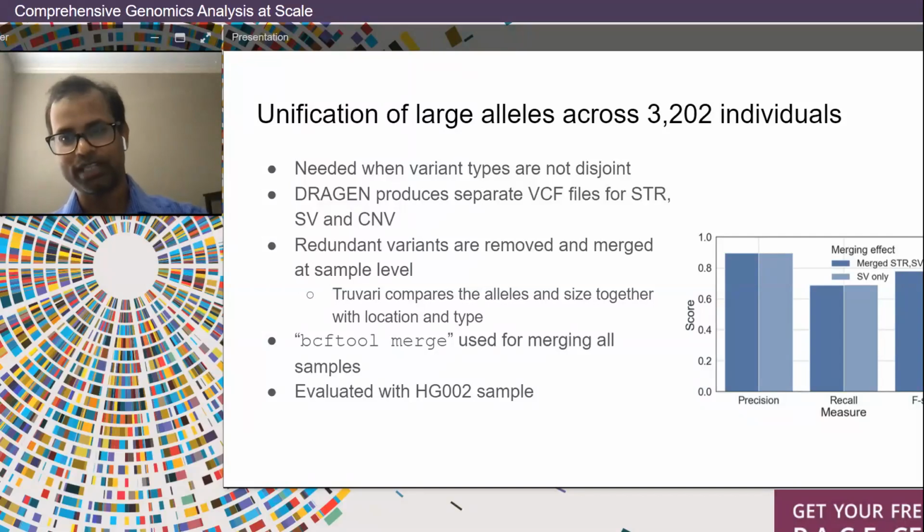After merging all the different types of variants at the sample level, we used BCFtools merge to merge all samples together. But one thing we wanted to check was whether we are losing any information by doing this merging, whether we are over-merging or under-merging. For that, we evaluated the HG002 sample against the Genome in a Bottle truth set. On the right side figure, you could see dark blue and light blue showing before and after merging. We saw the precision, recall, and F scores are almost the same before and after merging. That gives us confidence that we are not losing much information by doing this merging.